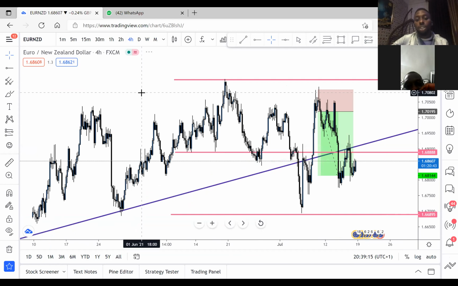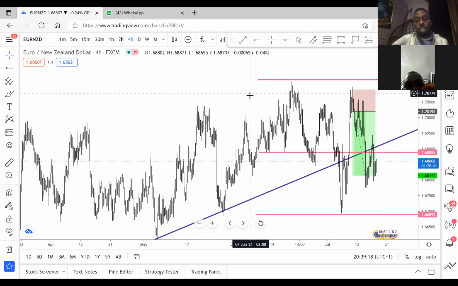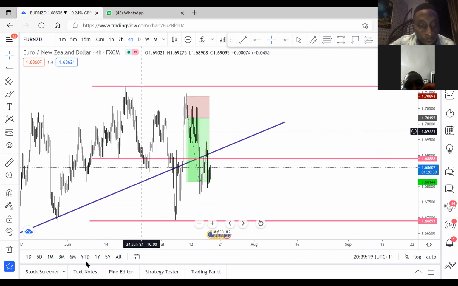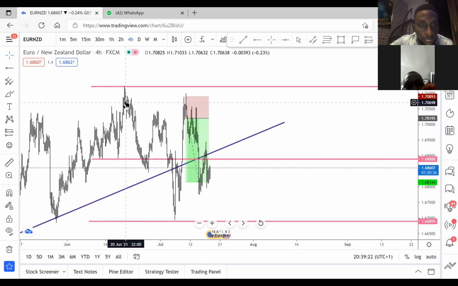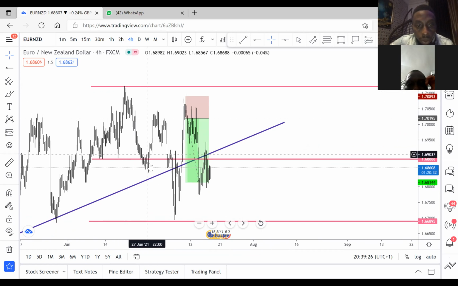Like this is a 4 hour zone actually. We're looking at this zone. It started from where? Look at the dates. This is what? 18th June. It came down to 28th of June. He broke this place and still went back up.